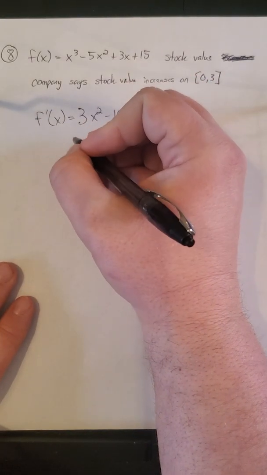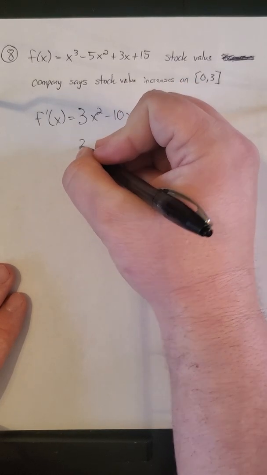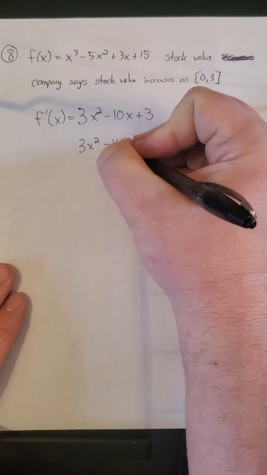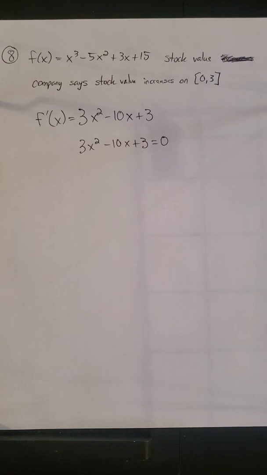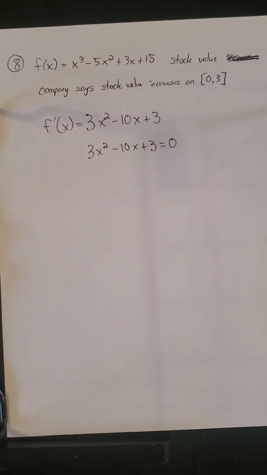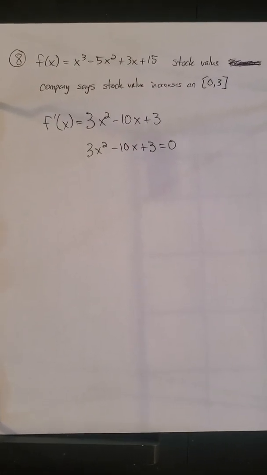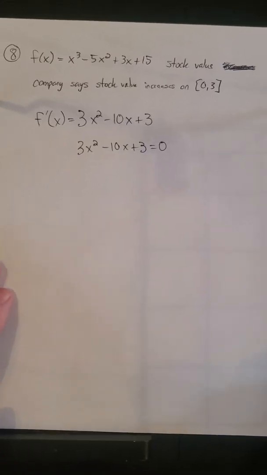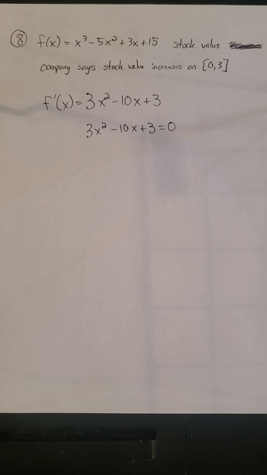Okay, and so when you do that, now you're going to find your critical points. So 3x squared minus 10x plus 3. We're going to set that equal to 0, and we're going to solve that. To solve that, there's a few different things that you can do. You could maybe factor this. I'm not sure if it'll factor or not. I think it will actually factor.